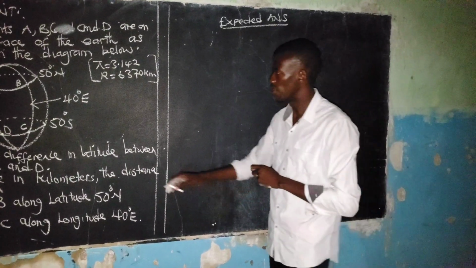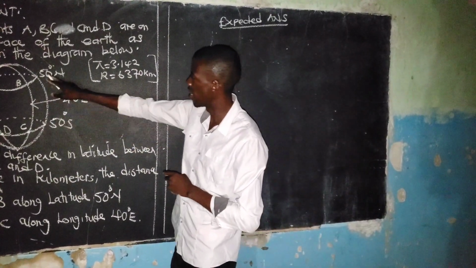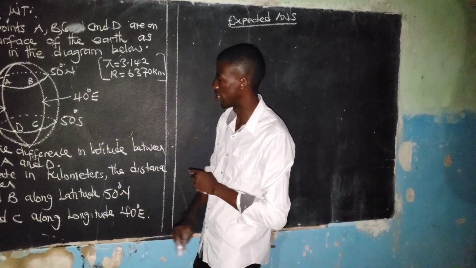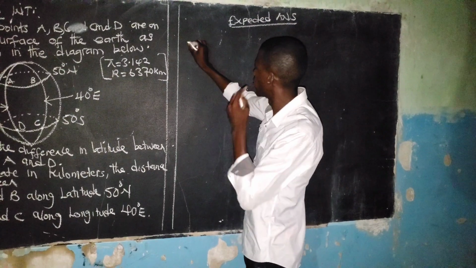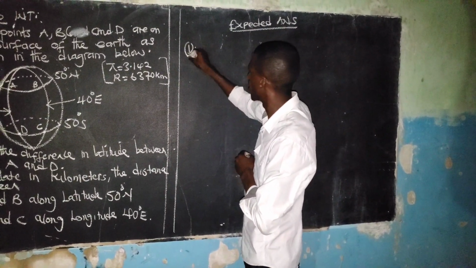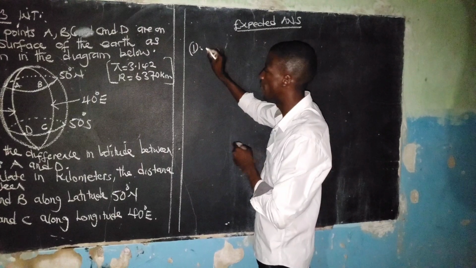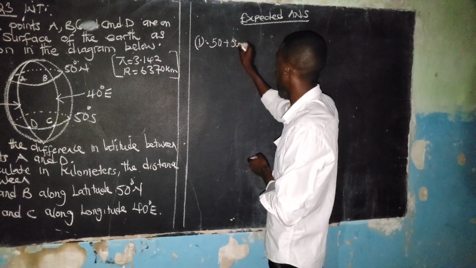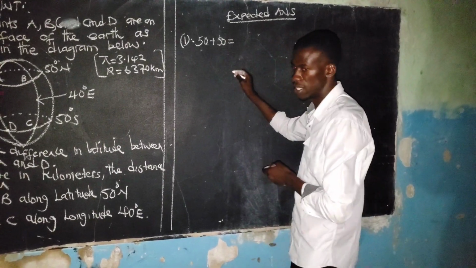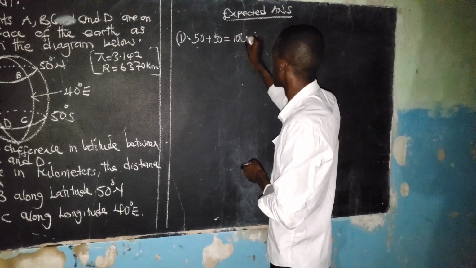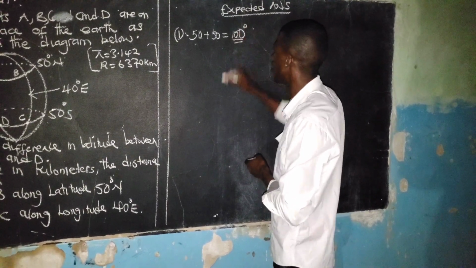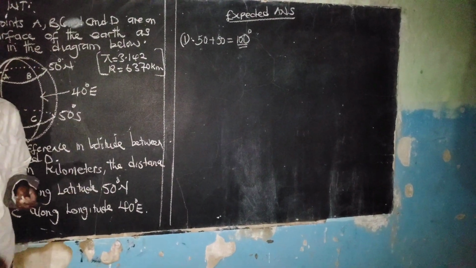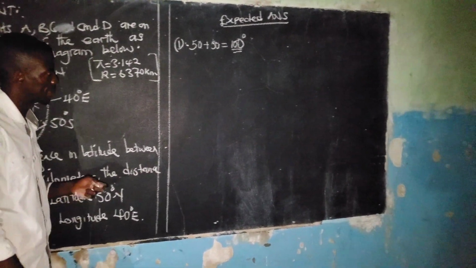So we checked and we found that point A is on 50 N, which is north, and D is on 50 south, which is S. So what we are going to do is very simple. For Roman numeral 1, since they are in different hemispheres, we are going to add. So 50 plus another 50 gives us 100 degrees. Okay. So 50 plus 50, that is 100.